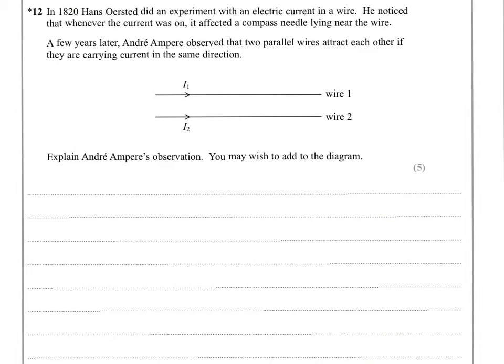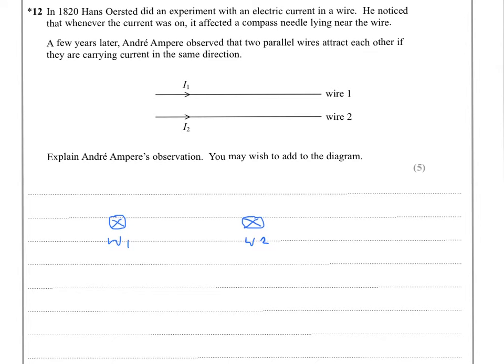Question 12. In 1820, Hans Oersted did an experiment with an electric current in a wire. He noticed that whenever the current was on, it affected a compass needle lying near the wire. A few years later, André Ampère observed that two parallel wires attract each other if they are carrying current in the same direction. Explain André Ampère's observation, you may add to the diagram. Well, Oersted is basically figuring out there that a wire carrying current produces a magnetic field. So we need to demonstrate what this looks like from the point of view of these two wires.